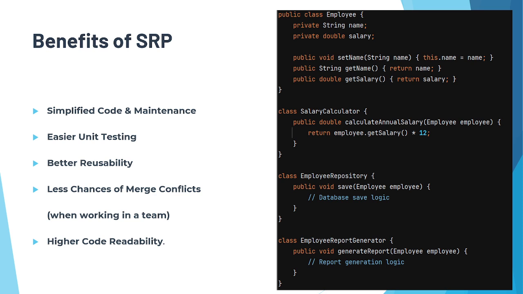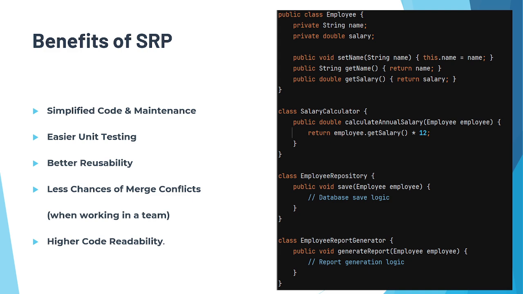Now if somebody wants to change the salary calculation logic, they will come to the SalaryCalculator class only, and that will not affect any other class, be it in terms of logical errors or merge conflicts. Unit testing is also easy because the class is responsible for only one type of operation. So these are the benefits of the Single Responsibility Principle: simplified code and maintenance, easier unit testing, better reliability, fewer chances of merge conflict, and high code reliability.